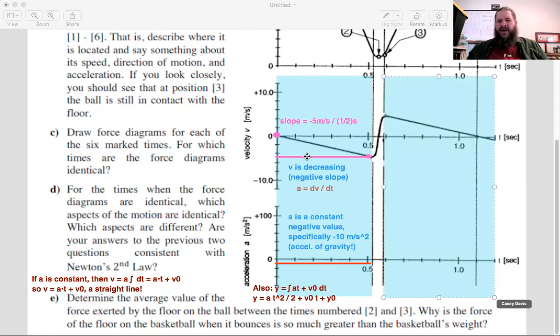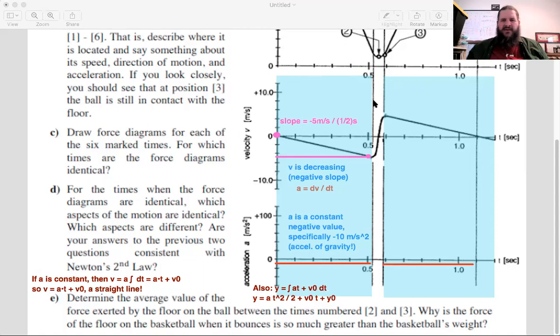So before it hits the ground and after it leaves the ground, the ball is in free fall. So that's going to continue to be that same slope of -10, because the velocity has the same downward slope, so the acceleration is that same negative value. So during those two entire periods of time, the acceleration is a negative value, specifically -10, which means we really just need to focus then on what's going on in between.